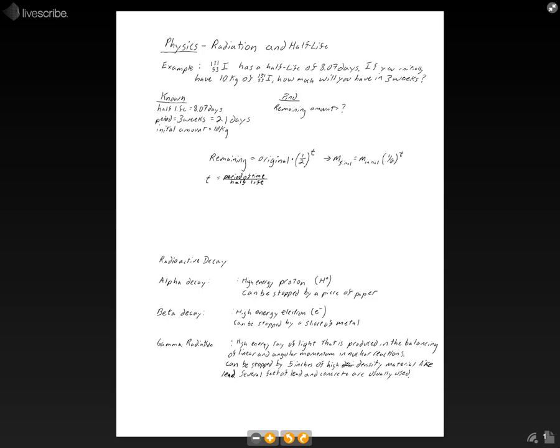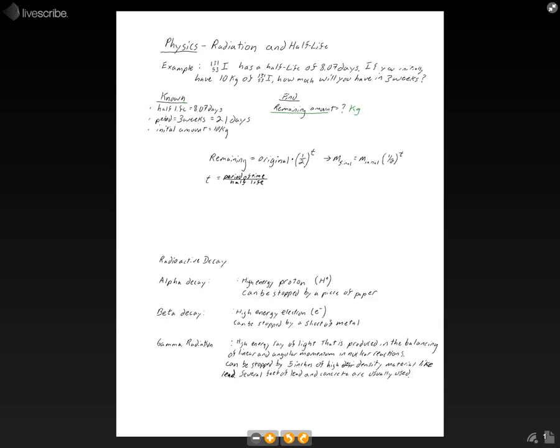So for this problem, we can go ahead and outline our knowns. We have a half-life of 8.07 days, a period of 3 weeks, which is 21 days, so that we can have consistent units. And then our initial amount of material is 10 kilograms. And what we're looking for is the remaining amount of material that we have, and that will be measured in kilograms as well.